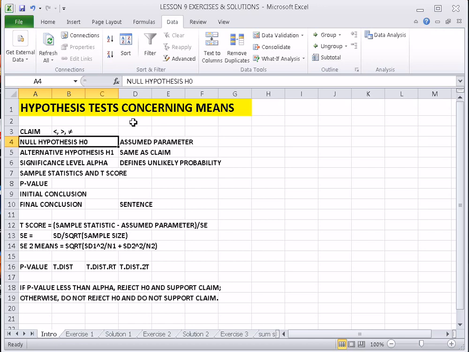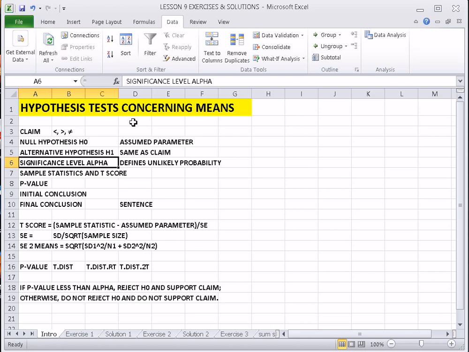The next step is to have your null hypothesis. Your null hypothesis is a statement of equality, so it will always contain an equals to. This value in the null hypothesis is the assumed parameter that will be used to find the probability value. The alternative hypothesis, H1, is the same as the claim.